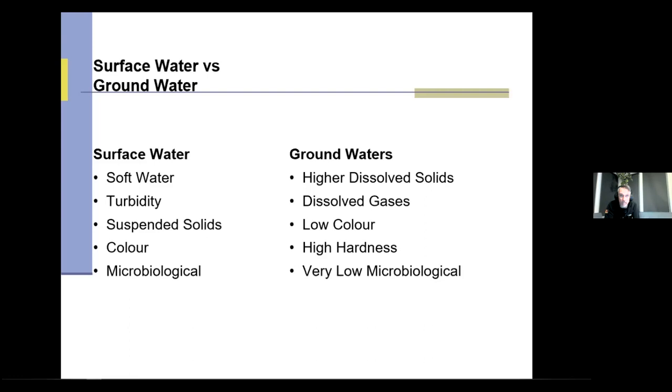High hardness, like we talked about, because it's got lots of minerals. And because it's underground, bacteria are not a big fan of being underground and having no oxygen. There's not usually a lot of microbiological problems. You can see here between the two waters, we would have to treat this differently. We're not going to put something that removes hardness in surface water because it doesn't need it. So it's important to figure out how our water is treated and what our water source is, so we're taking out what's in that water.